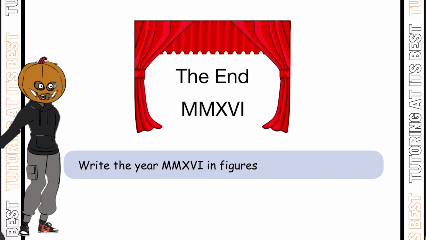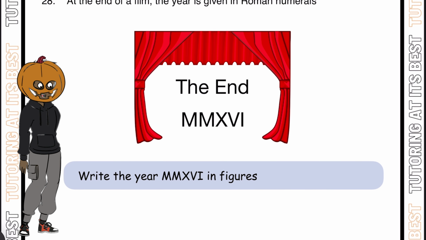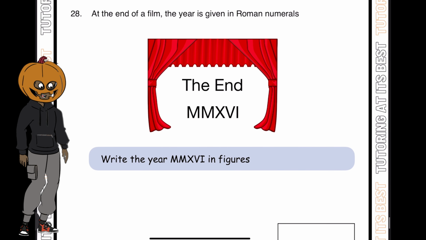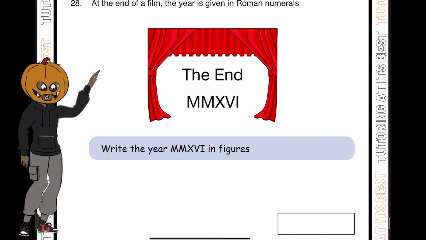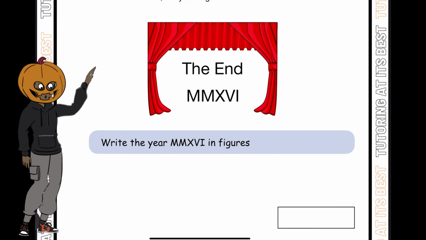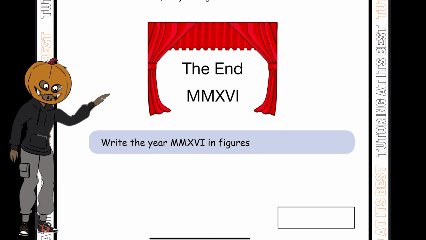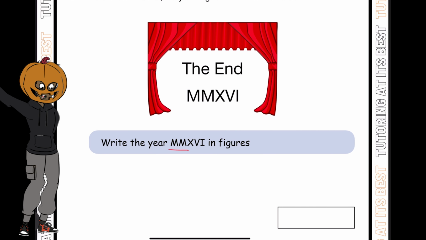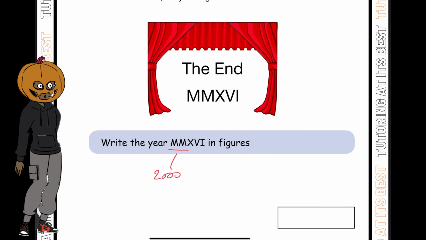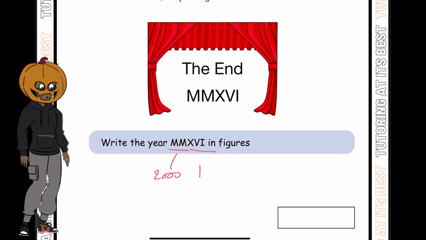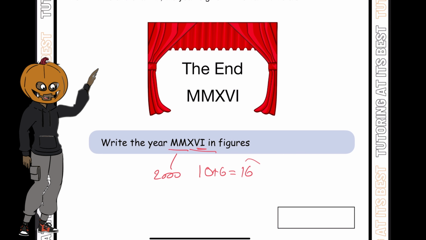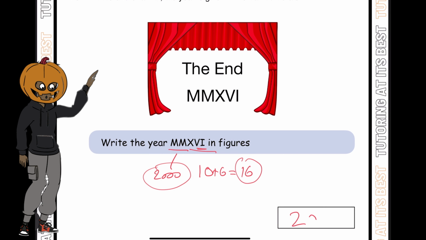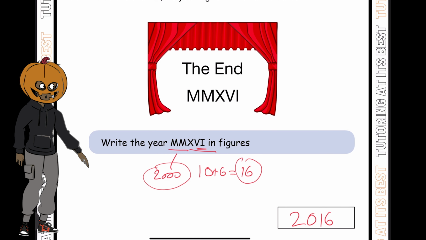And over to the final set of questions. At the end of a film, the year is given in Roman numerals. So write the year MMXVI. So if we know M is 1,000, that would give us 2,000. And if we know X is 10, and then VI is 6, 10 plus 6 is 16. So if you put that together, that's 2016.